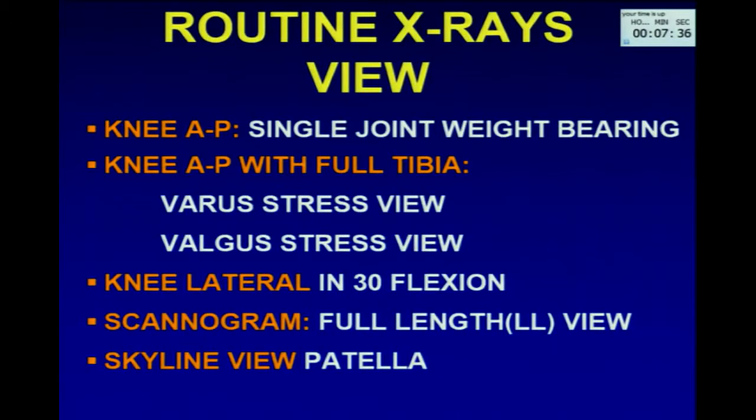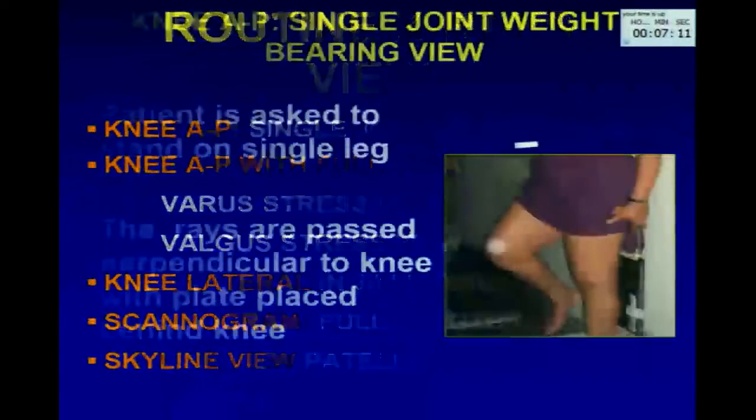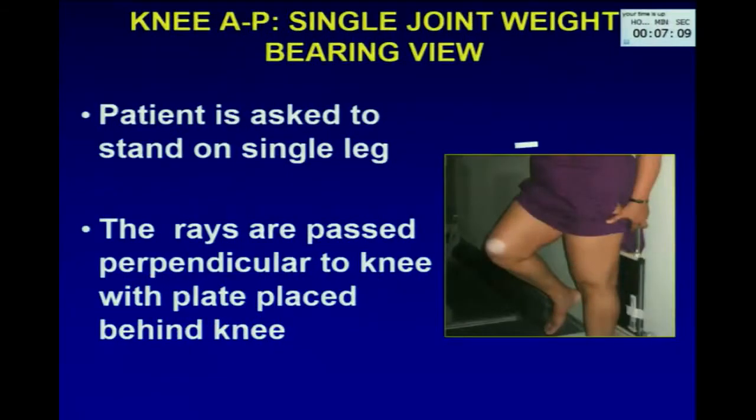Knee AP view, try to have a single joint weight bearing view, knee AP with full tibia, the varus stress view and the valgus stress view. The knee lateral view in 30 degrees of flexion. Mind it, you should take it in 30 degrees of flexion. And the scanogram, the full length view, we call it orthoroentgenogram, and the skyline view to see the patellofemoral joint and the patella. So these 5 views are important before planning your total knee replacement surgery.